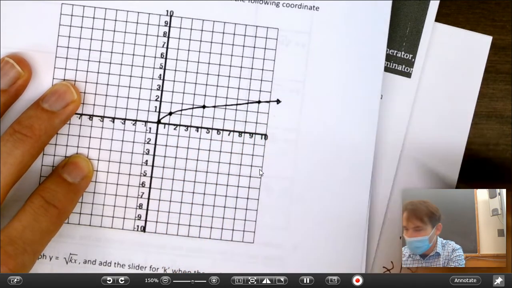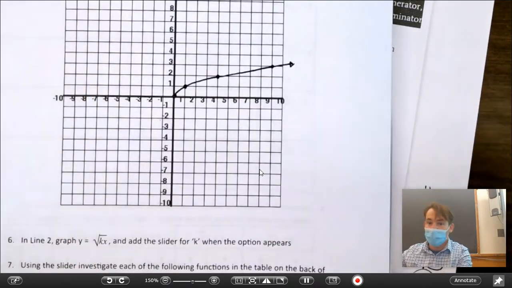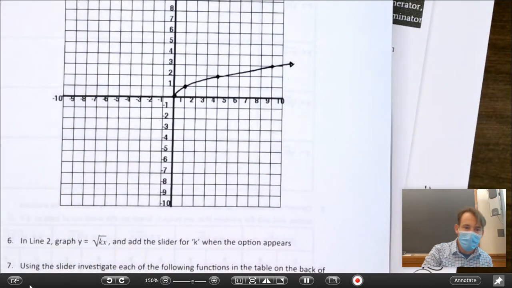So I start by sketching my parent function like that. I can just get that from Desmos. And then I'm not going to do the whole thing with you. I just wanted to go over these 4 values quickly first. Now we're going to investigate k.